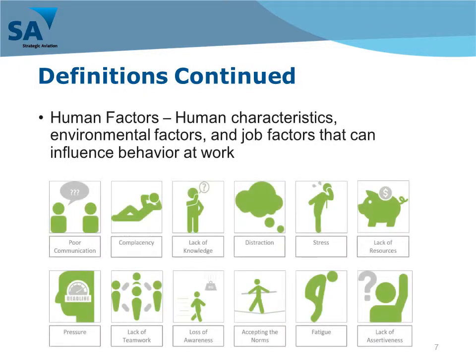Human factors are human characteristics, environmental factors, and job factors that can influence behavior at work. This can include anything from stress, fatigue, lack of knowledge, complacency, loss of awareness, or other factors that can affect your work. It is important to recognize when a human factor may be inhibiting your ability to work and talk with your manager to get some help in recovering or resolving this factor.